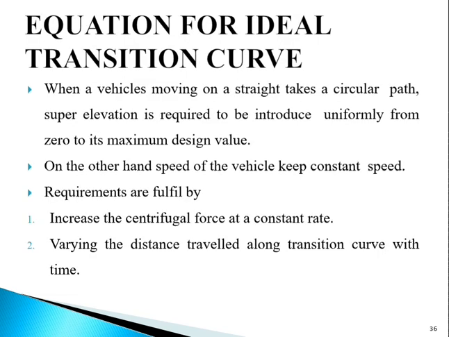Next we are going to derive the equation for the ideal transition curve. When a vehicle moving on a straight takes a circular path, super elevation is required to be introduced uniformly from 0 to its maximum design value. On the other hand, the speed of the vehicle is kept constant. So the requirements are fulfilled by two cases. First one is to increase the centrifugal force at a constant rate, and second one is varying the distance traveled along the transition curve with the time.